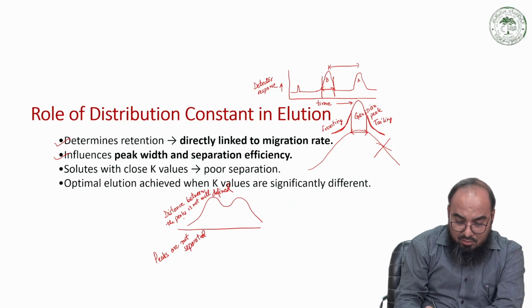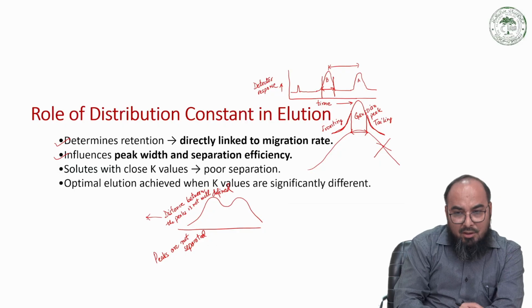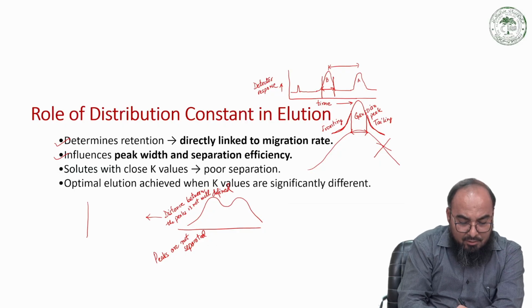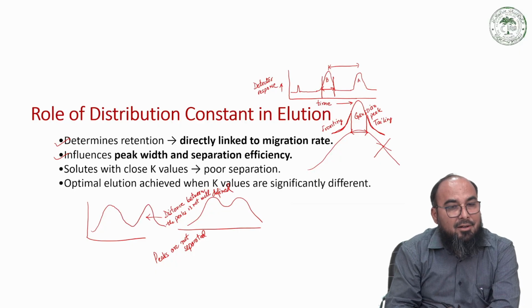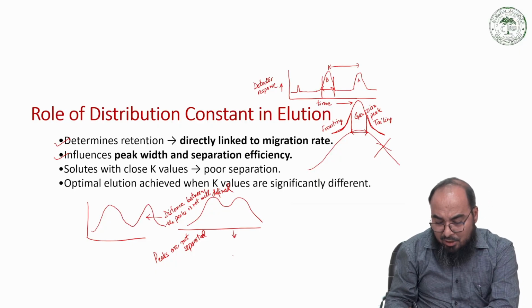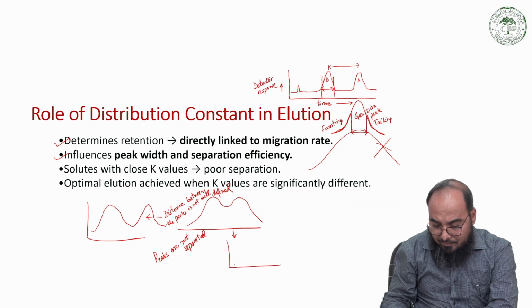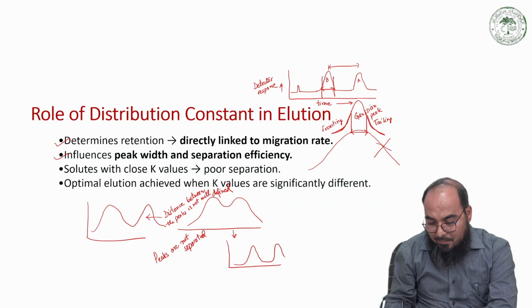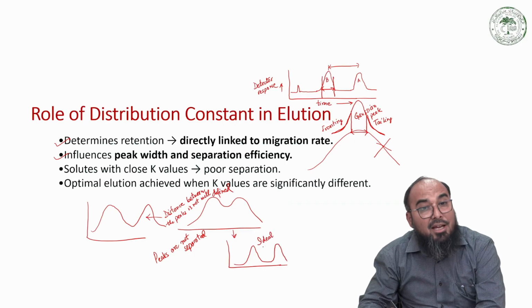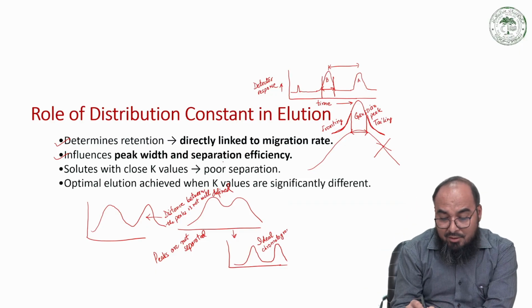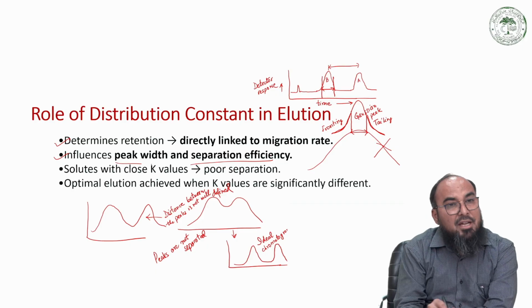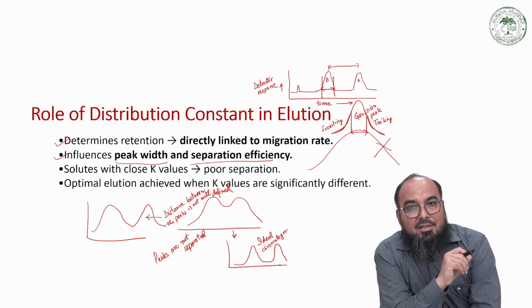Similarly, if you add some performance factor and you get this type of peak, although the peaks are separated, they are wide. So then the ideal chromatogram should look like this. You can see this is an ideal chromatogram where you have good separation and the peak width is also minimized.